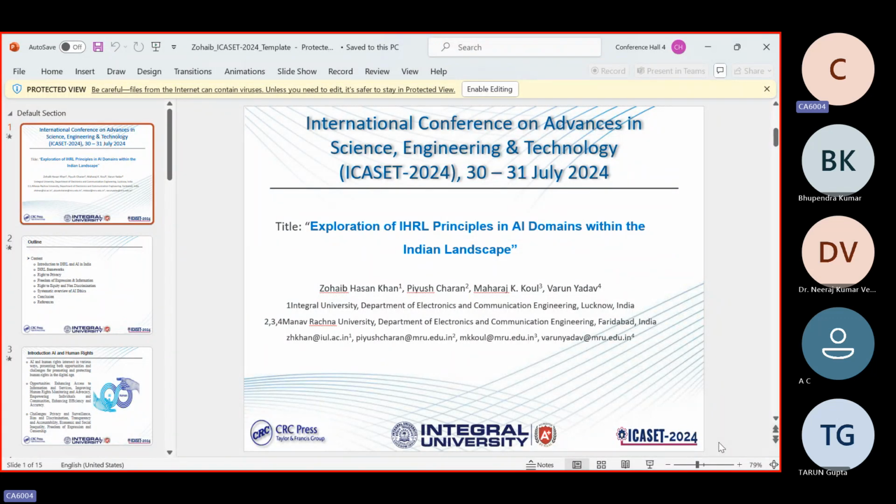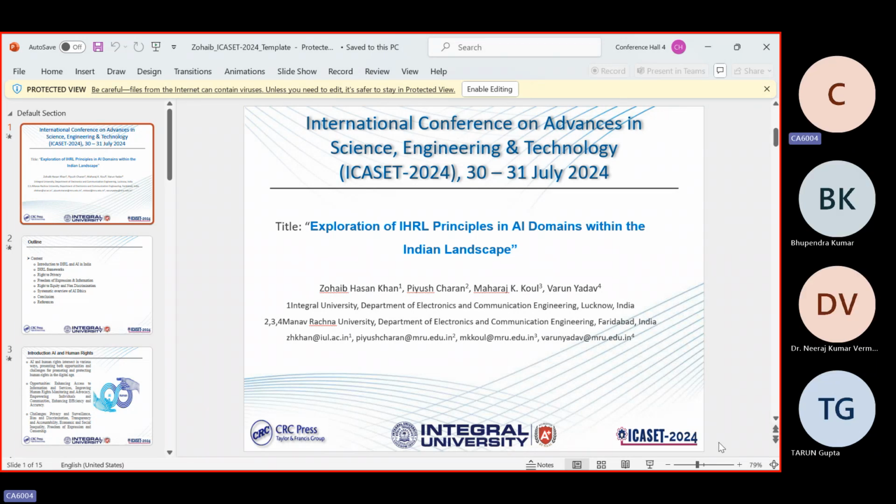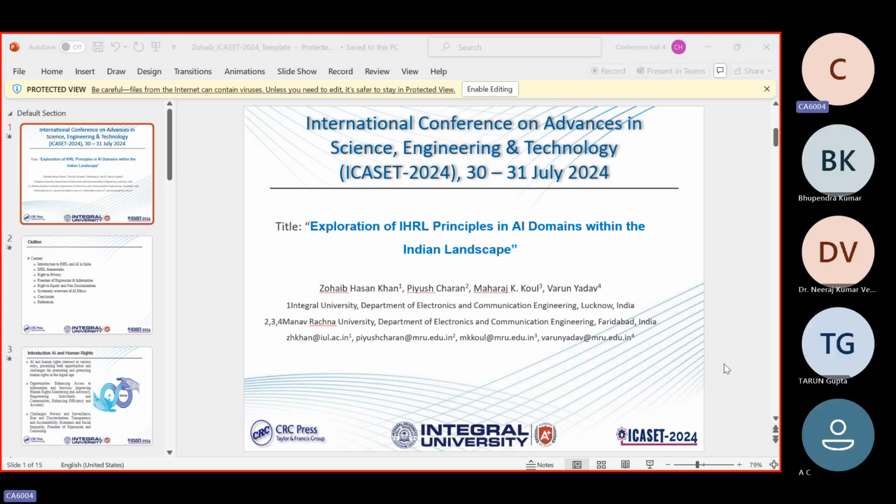Now, as we all know, IHR, which stands for International Human Rights Law, refers to the laws and principles that protect the basic rights and freedom of all people, regardless of where they live. Artificial intelligence involves computer systems that can perform tasks that usually require human intelligence, such as understanding language, recognizing images, making decisions, and more. When we talk about the intersection of IHRL and AI, we are looking at how the use of AI can impact human rights both positively and negatively.